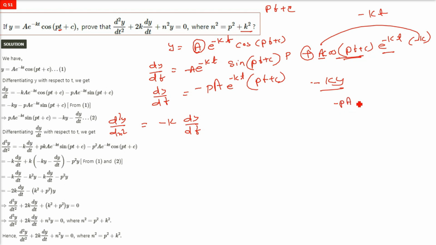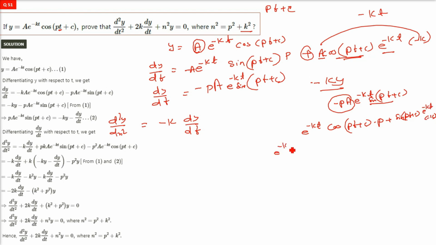And minus PA e to the power minus KT sin(PT plus C), I am doing it separately. Minus K times dy/dt, differentiation already being done, the second term, minus K divided by dt. So this e to the power minus KT, minus PA, I am going to include just now. This term was what? So this is sine. So I just left this sine, so I am writing it again. So e to the power minus KT, sine will become cos, and the differentiation of PT plus C will be P only, plus sin(PT plus C) like that, e to the power minus KT will be e to the power minus KT, and then the differentiation of minus KT is going to be minus K.